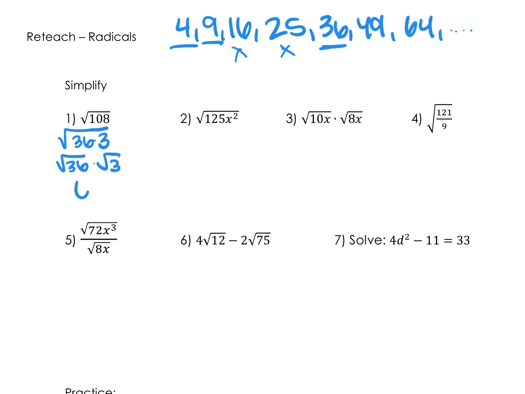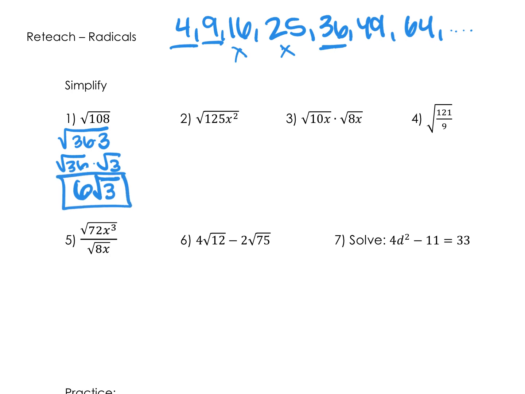Square root of 36 becomes 6. Square root of 3 is not a nice number. If you type that into your calculator, you're not going to get a nice number, so we leave it there. There's technically an invisible multiplication sign there, but a lot of times we don't write that in our answers. We just write 6 radical 3.